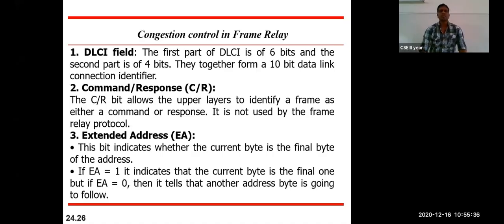Okay, go to the next one. Command response, the C/R bit. It allows the upper layer to identify a frame as either a command or a response. It is not used by the frame relay protocol, so we don't even have to worry about it. Just remember the field is the C/R field, command response field. Can someone tell me where this is used? In which protocol did you come across command response? There are 2 modes of communication.